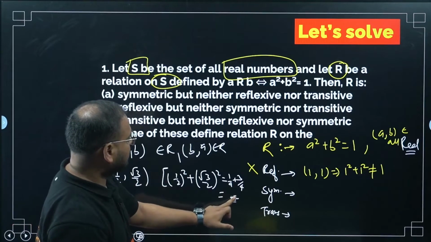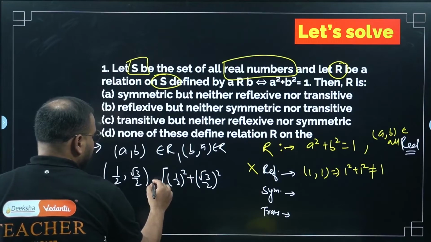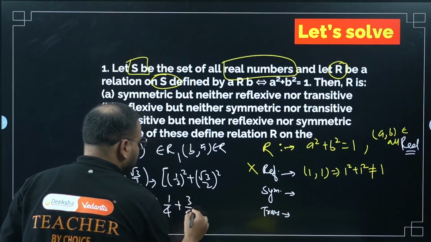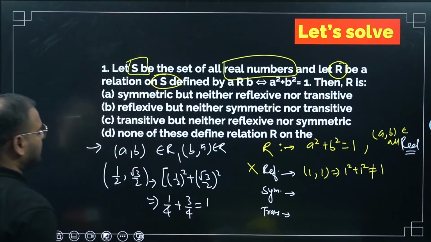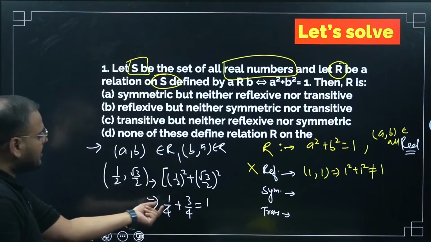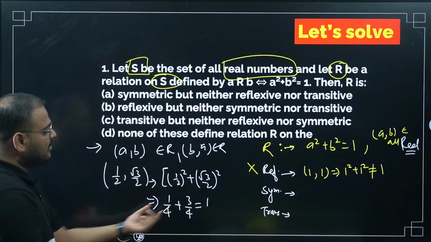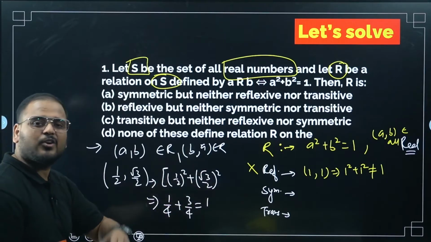Not visible, sir. Okay, I'll write it a little bigger. So this can be written as 1 by 4 plus 3 by 4, which is nothing but 1. It means for A and B, this relation is true: A square plus B square equals 1. If I reverse it, this will come first, this will come next. It will not matter that much.